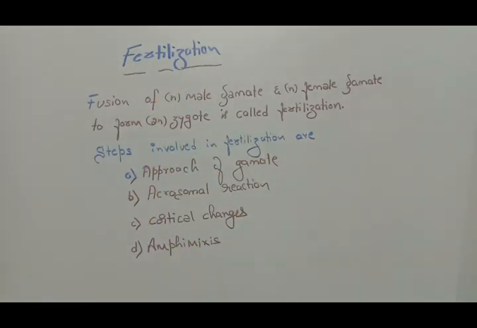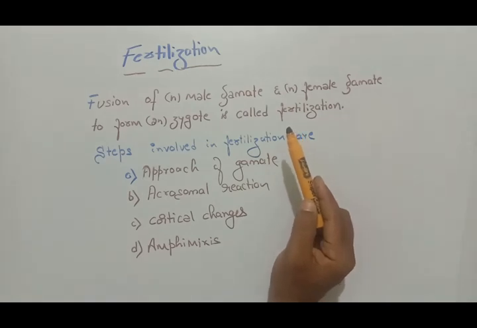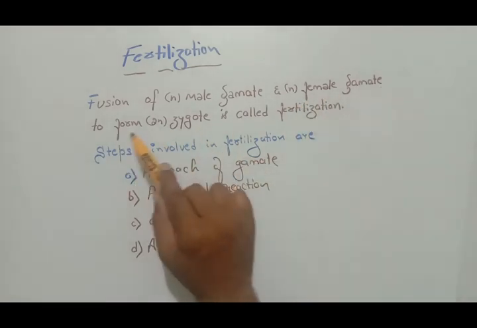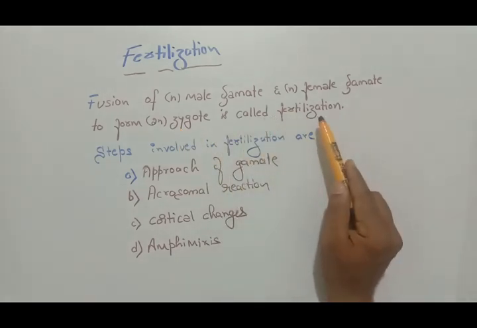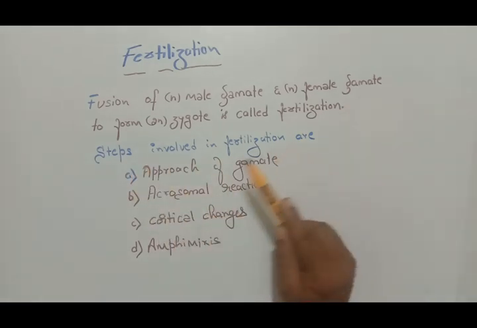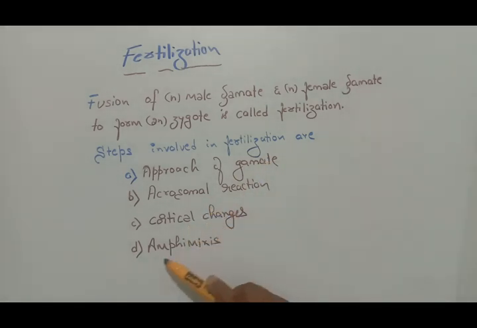Fertilization. Fusion of haploid male gamete sperm and haploid female gamete egg to form diploid zygote is called fertilization. And this fertilization takes place in the ampullary isthmic junction of the fallopian tube. The steps involved in fertilization are approach of gamete, acrosomal reaction, cortical changes, and amphimixis. Let's see one by one.